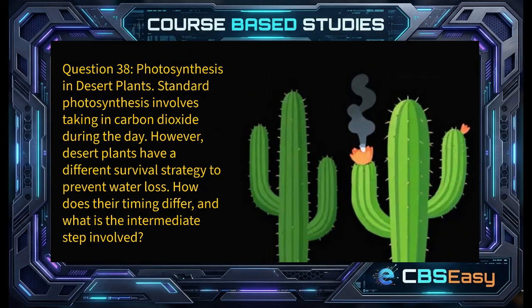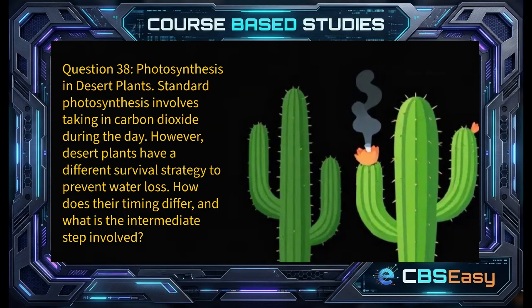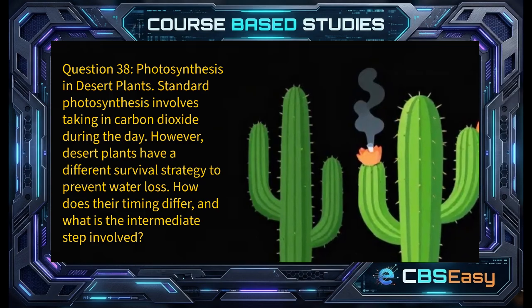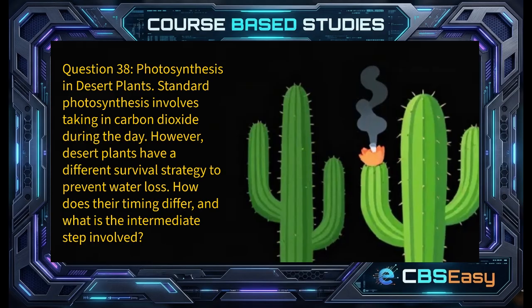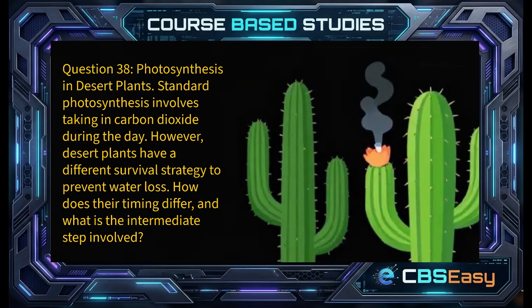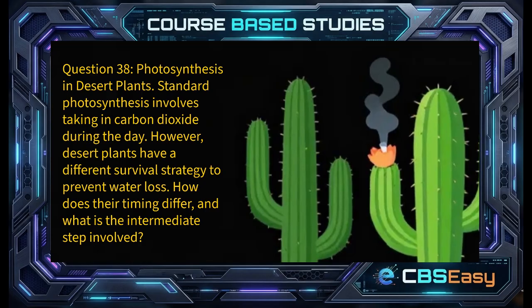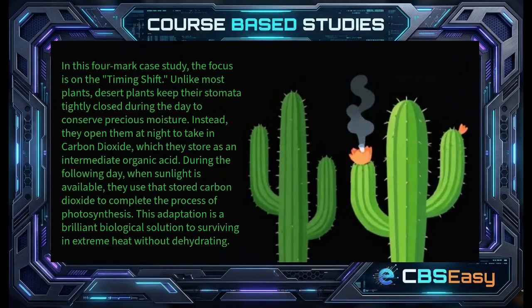Question 38. Photosynthesis in desert plants. Standard photosynthesis involves taking in carbon dioxide during the day. However, desert plants have a different survival strategy to prevent water loss. How does their timing differ, and what is the intermediate step involved? In this 4-mark case study, the focus is on the timing shift.